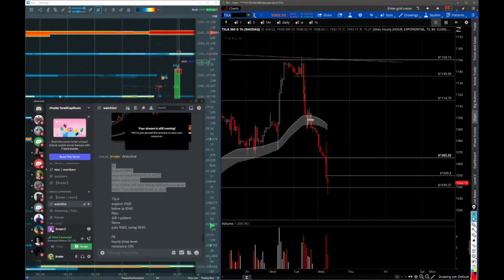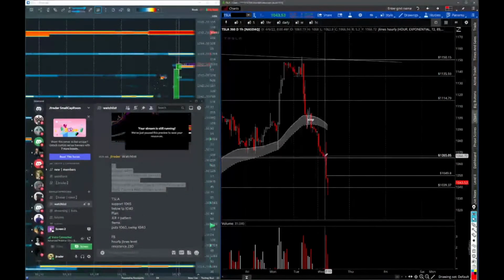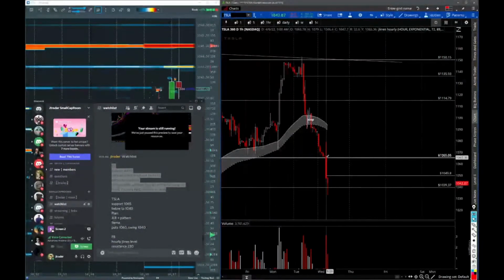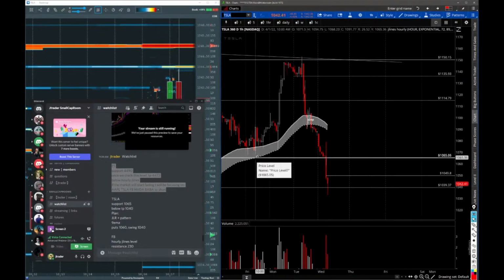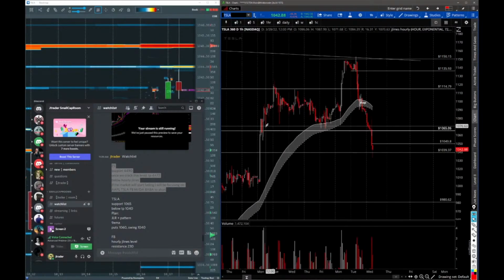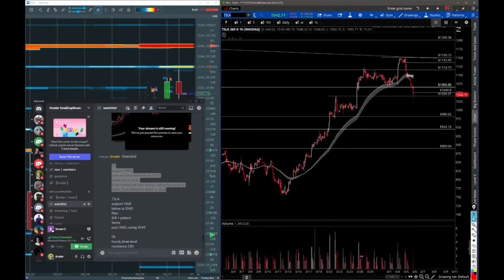So Tesla support 1065. Over here, I screen share my execution, every single piece of the order flow that we are now going to review together. So 1065 is this main important support that you can see from the previous days, but it also goes back over here and even further back at this level.